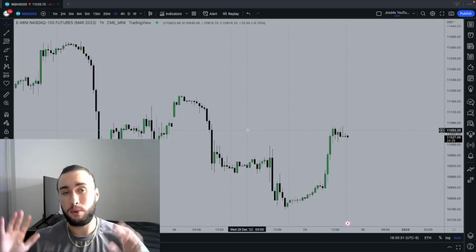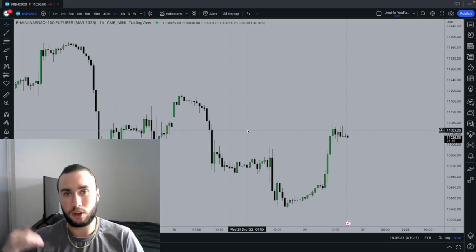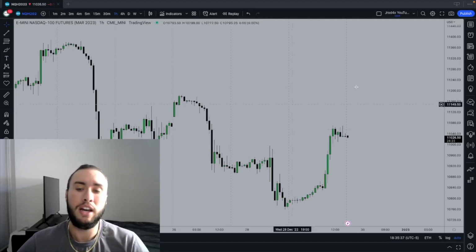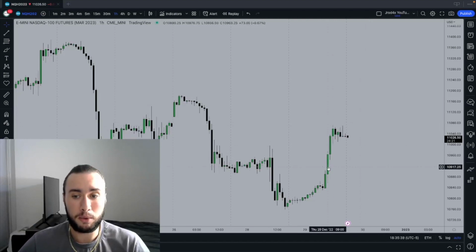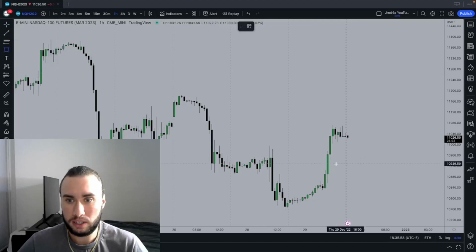Again, just to preface, I would highly recommend going through ICT's 2022 YouTube mentorship where he covers all of this stuff in immersive detail. But just in summary, basically what a fair value gap is, it's essentially a gap between candlesticks. So let me go ahead and draw a few of them out and show you what this actually looks like. So let me find my rectangle, and right here is a fair value gap.